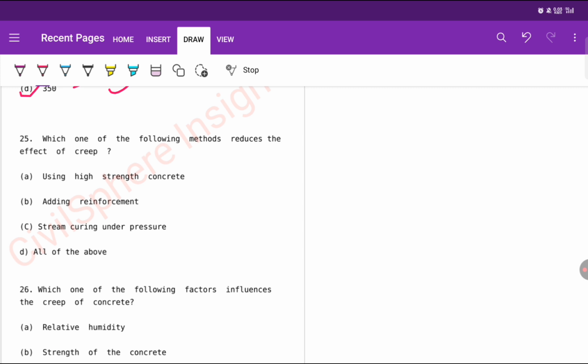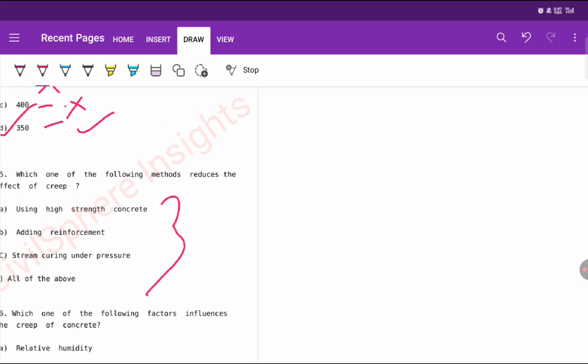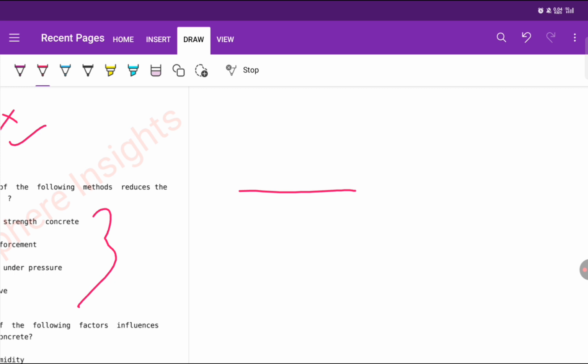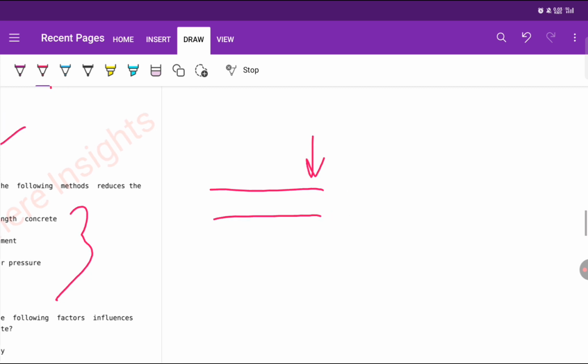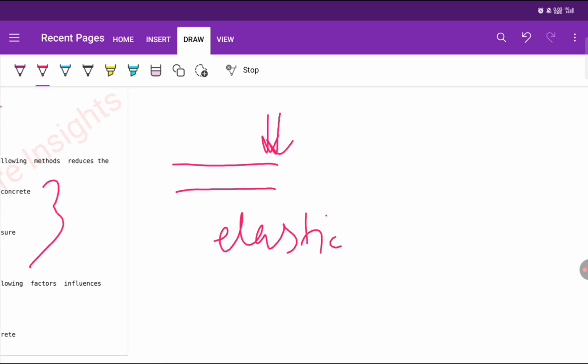Which one of the following methods reduces the effect of creep? First of all we have to know what creep is. Creep is a permanent strain under sustained loading. Suppose this is a loading; under this loading there will first be a strain, which is called elastic strain. But as time lapses there will be another strain.